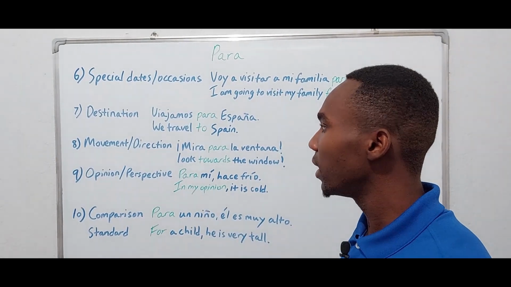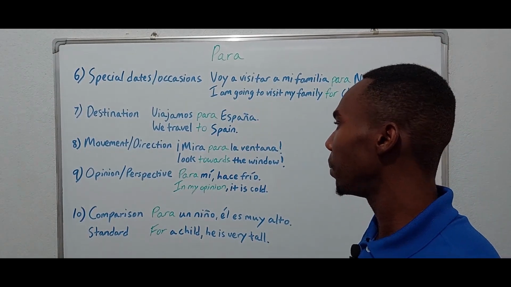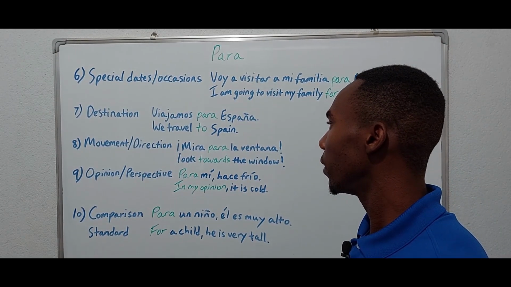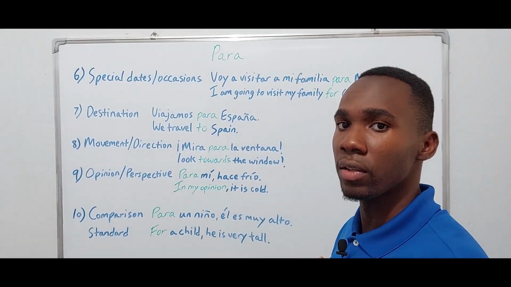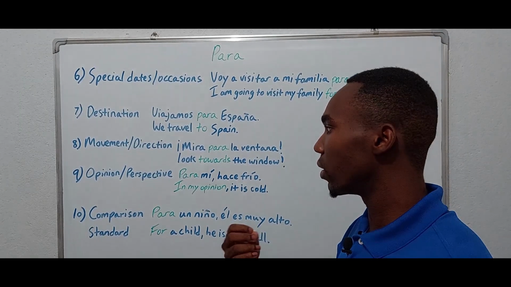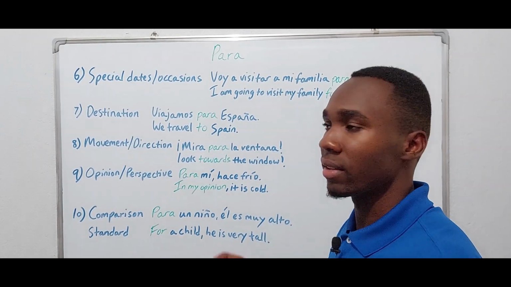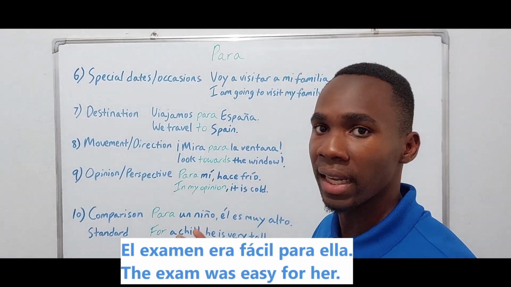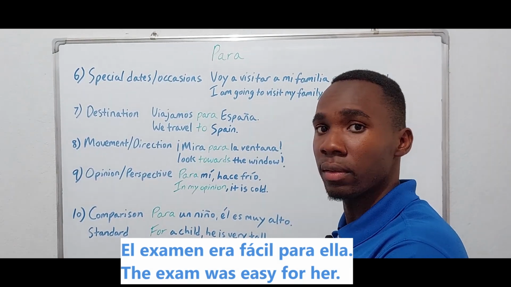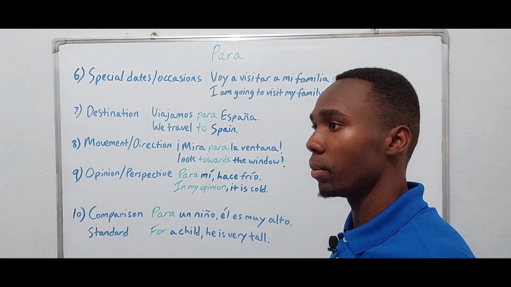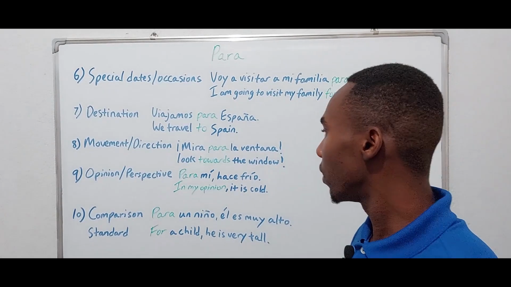9. Opinion or perspective. "Para mí hace frío." In my opinion, it is cold, right? So of course, this is just how I feel. This is not a fact, this is just how I feel. So we use para when we want to talk about opinions of someone. So I could say, "el examen era fácil para ella." The exam was easy for her, or in her opinion. You see what I mean? So para is going to be used to express opinion or perspective.